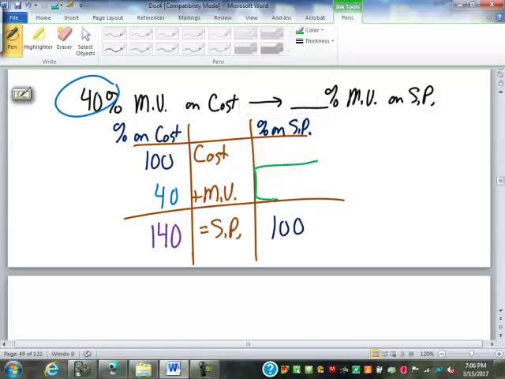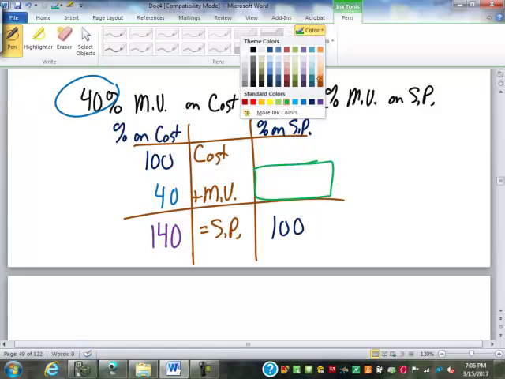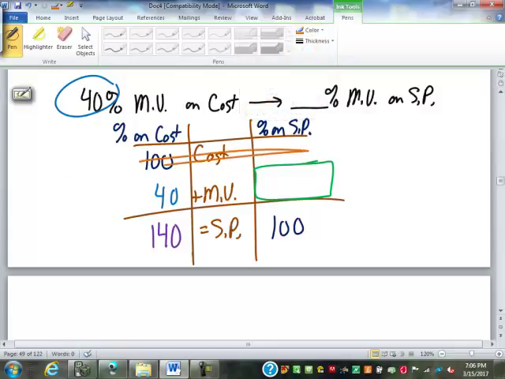We are looking for this number over here. So I can ignore the top row. 40 times 100 divided by 140. Let's see, 4,000 divided by 140 is 28.571429 percent. Yep. Okay. So about 28.57%.